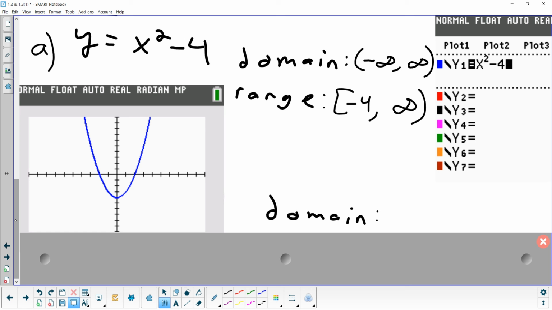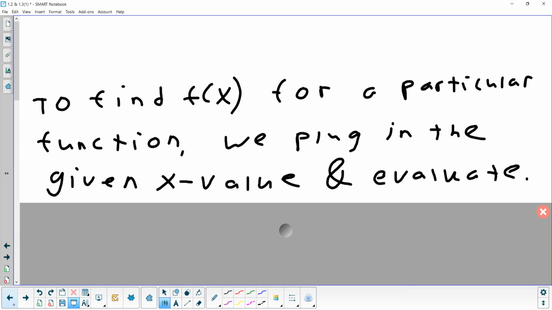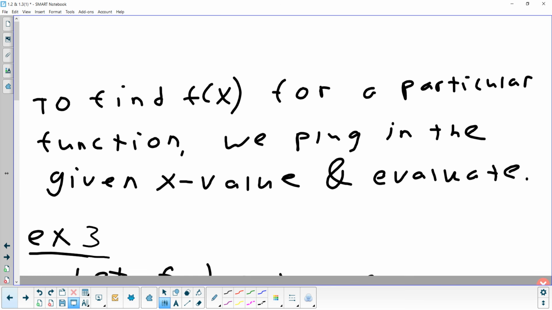Any question on that? It takes a while sometimes to get good at domain and range, but I think using the graphing calculator and looking at a picture will help. Two things left. All right.